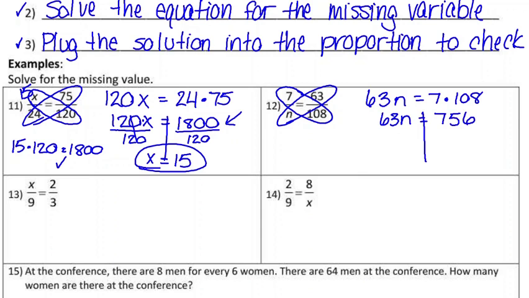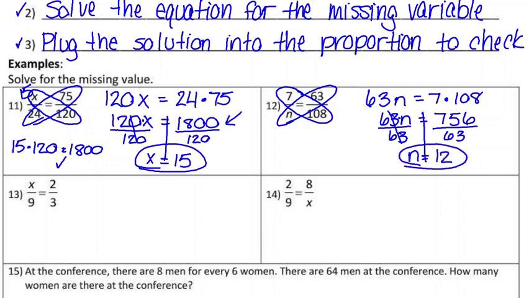If you need to draw the line, do so. Remember, I have to do the inverse operation with this 63 and the n. They're stuck together by multiplication. My inverse is division. Divide by 63 on both sides. I'm left with n is equal to, when I divide that, I get 12.